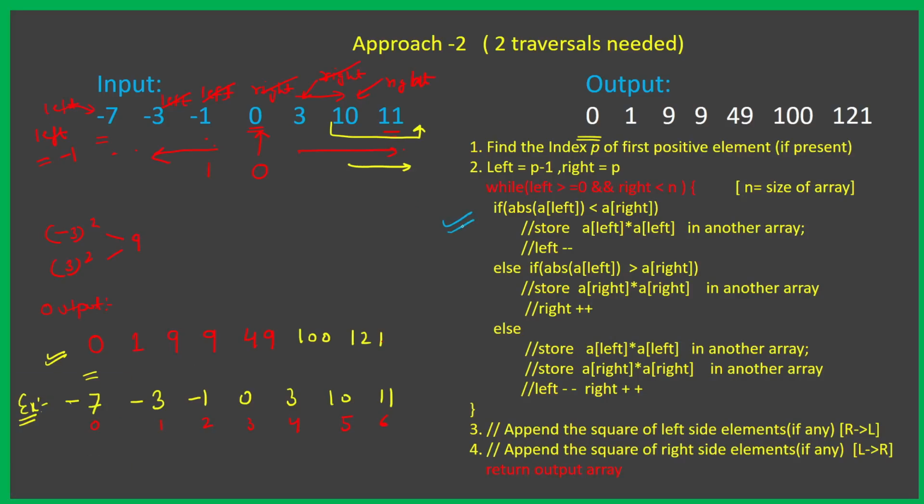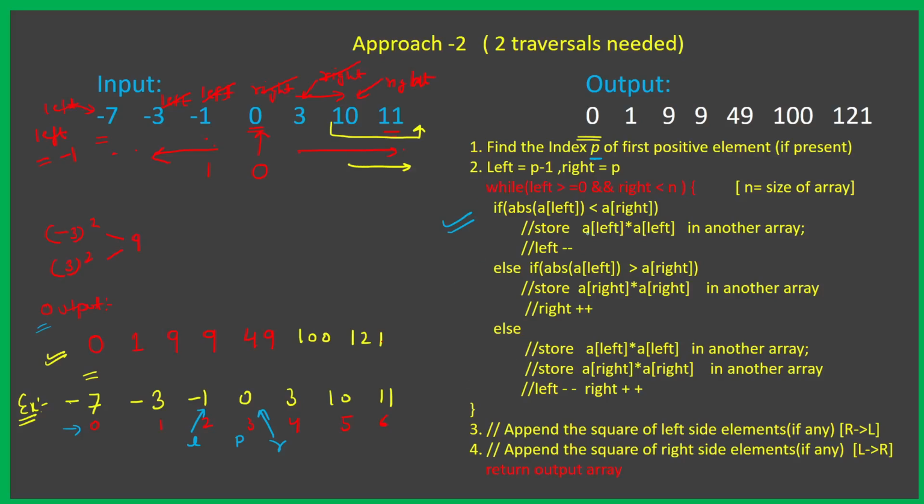So this is the algorithm that we have discussed, that I have written for you. What we have done is we have found the index of the first positive element. So this is the example again that I have written for you, and these are the indexes of all these elements. So here 0 is the first positive element. So this index is actually p as per our algorithm, and we have said left equal to p minus 1. So this is actually left and this will be our right equal to p. I have denoted left with L and right with R here.